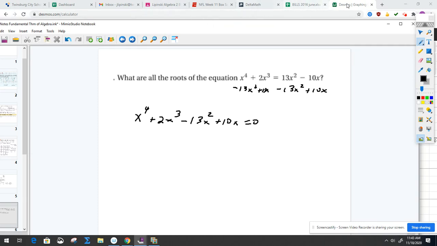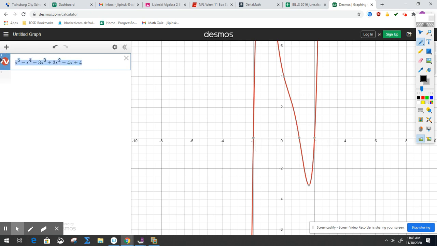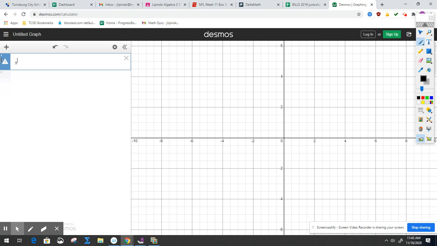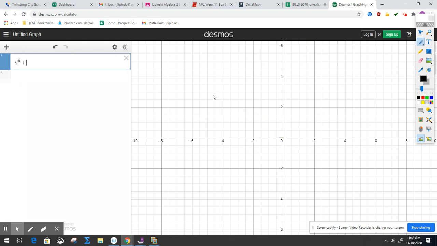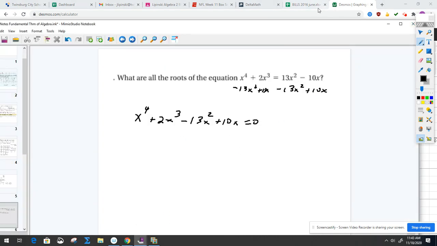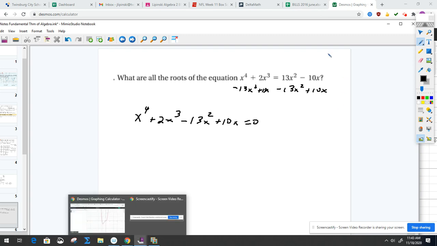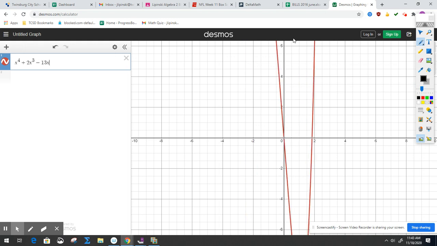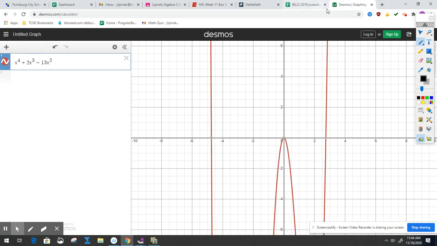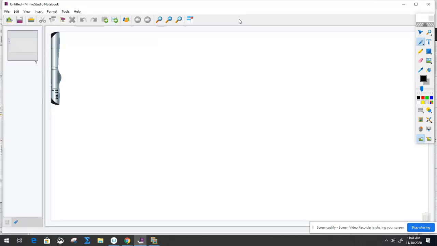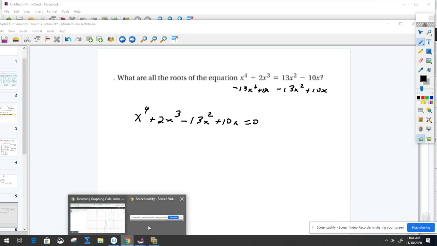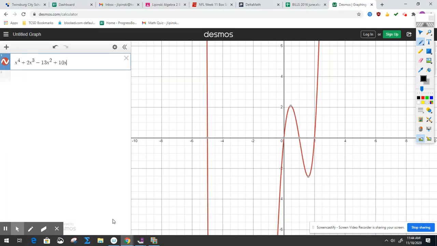So I'm going to go to Desmos. I'm going to plug this in. X to the 4th. Again, I'm trying to find where it crosses the x-axis. Plus 2x cubed, minus 13x squared. Just making sure that I don't screw up what I'm typing in. Plus 10x. Again, I had to set it equal to 0 first. Now, I should be able to find 4 zeros.